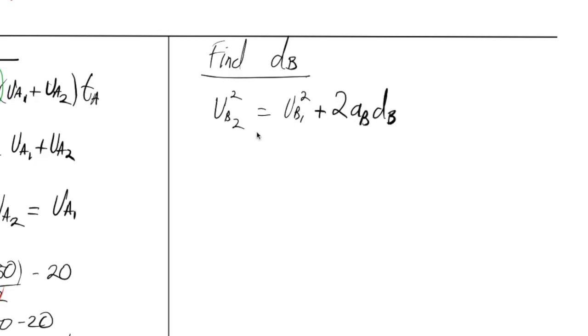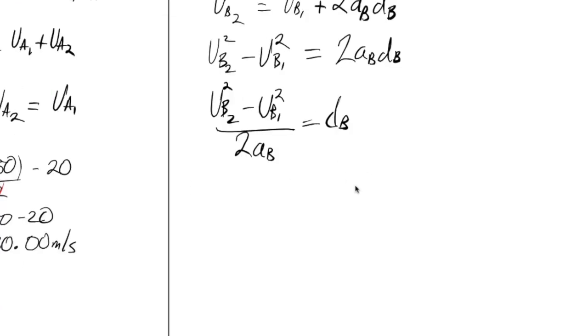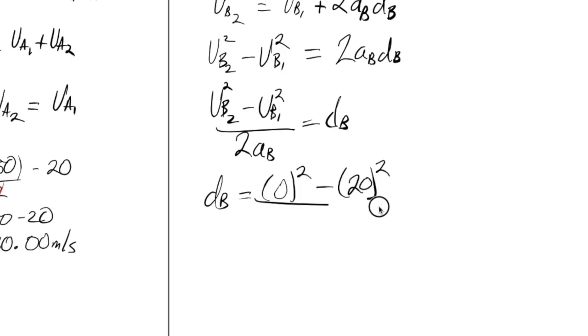All right, so isolating for dB, doing SAMDEB in reverse. This over here is our term of concern. We have to get rid of the VB1 squared. So we've got VB2 squared minus VB1 squared is equal to 2AB dB. The 2 and the AB are attached through multiplication. The opposite of multiplication is division. So dB is equal to VB2 squared minus VB1 squared over 2AB. Turning the equation around, substituting in, and therefore dB is 40 meters.